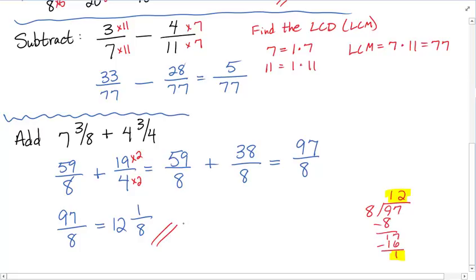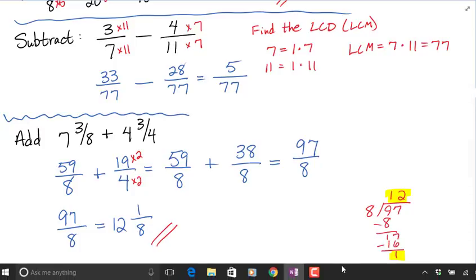So it's easier to change mixed numbers to improper fractions and then work with them. And then you can decide how you want to express your answer. You always want it in simplified form though, and so make sure you always reduce it.